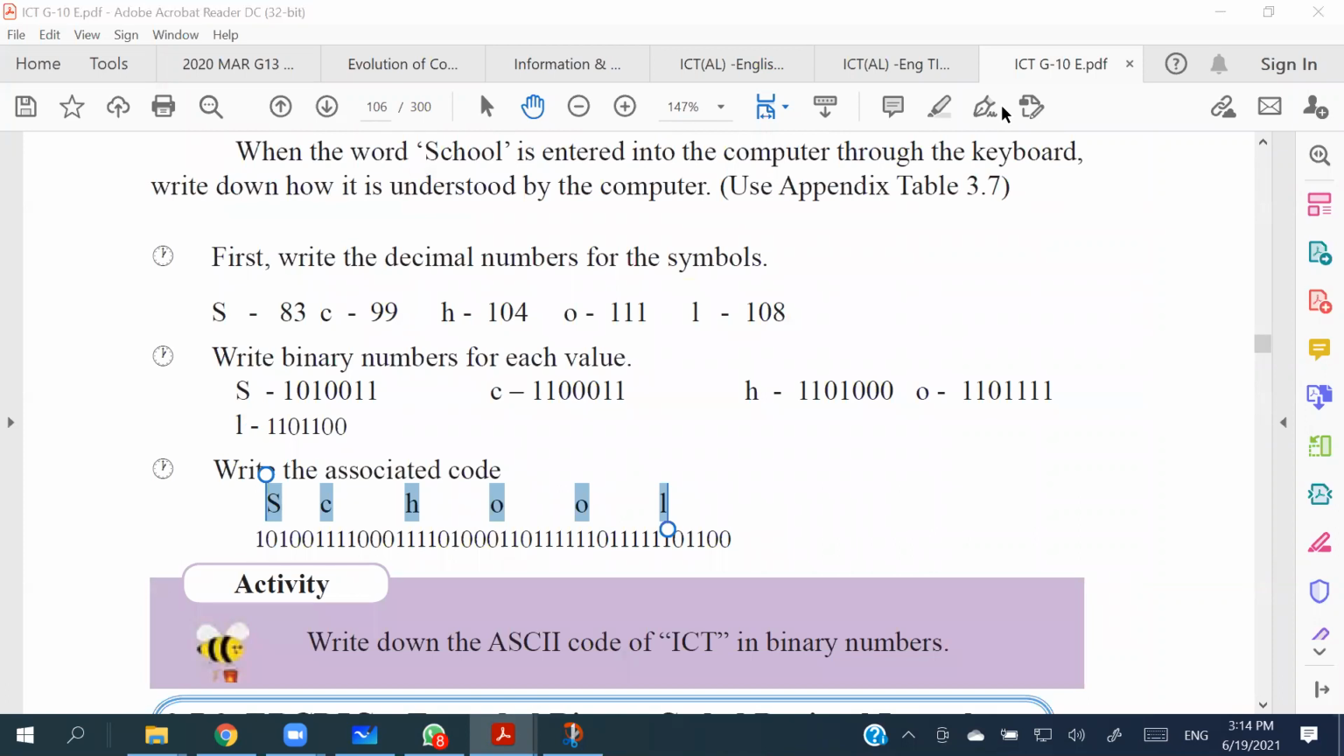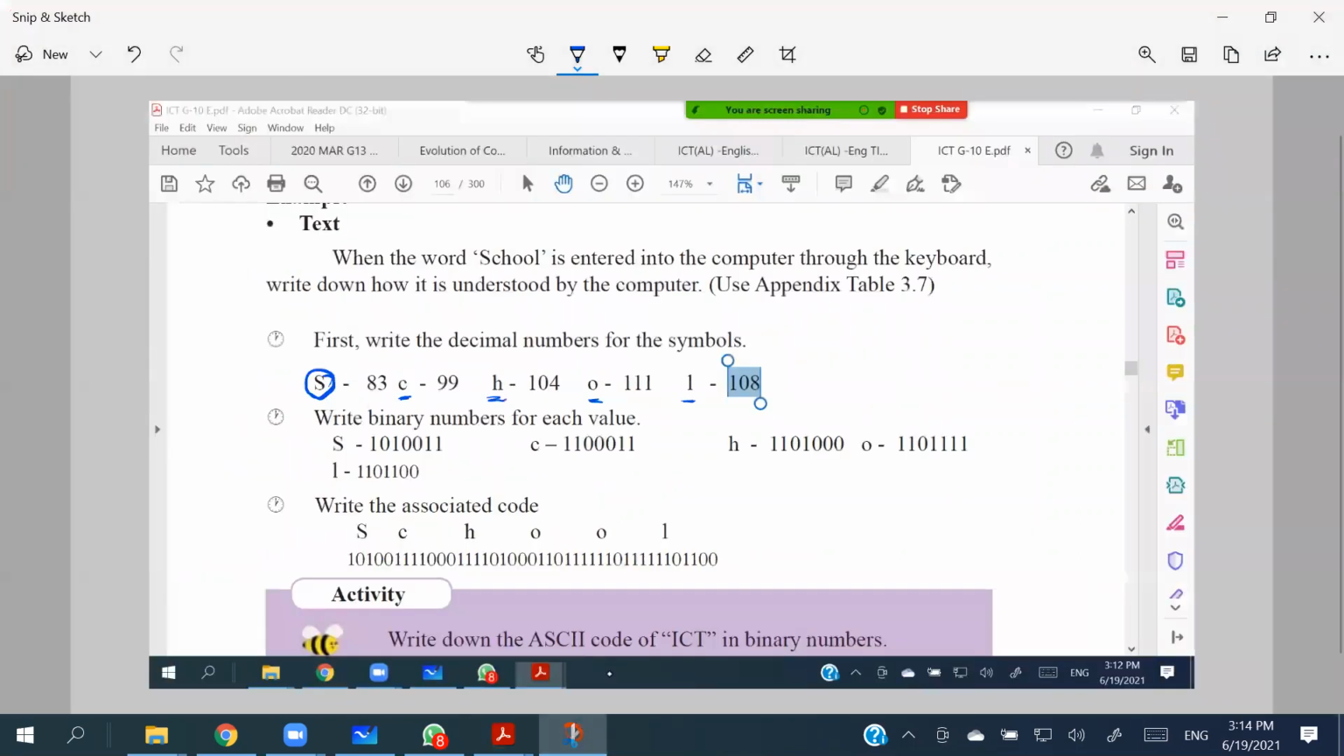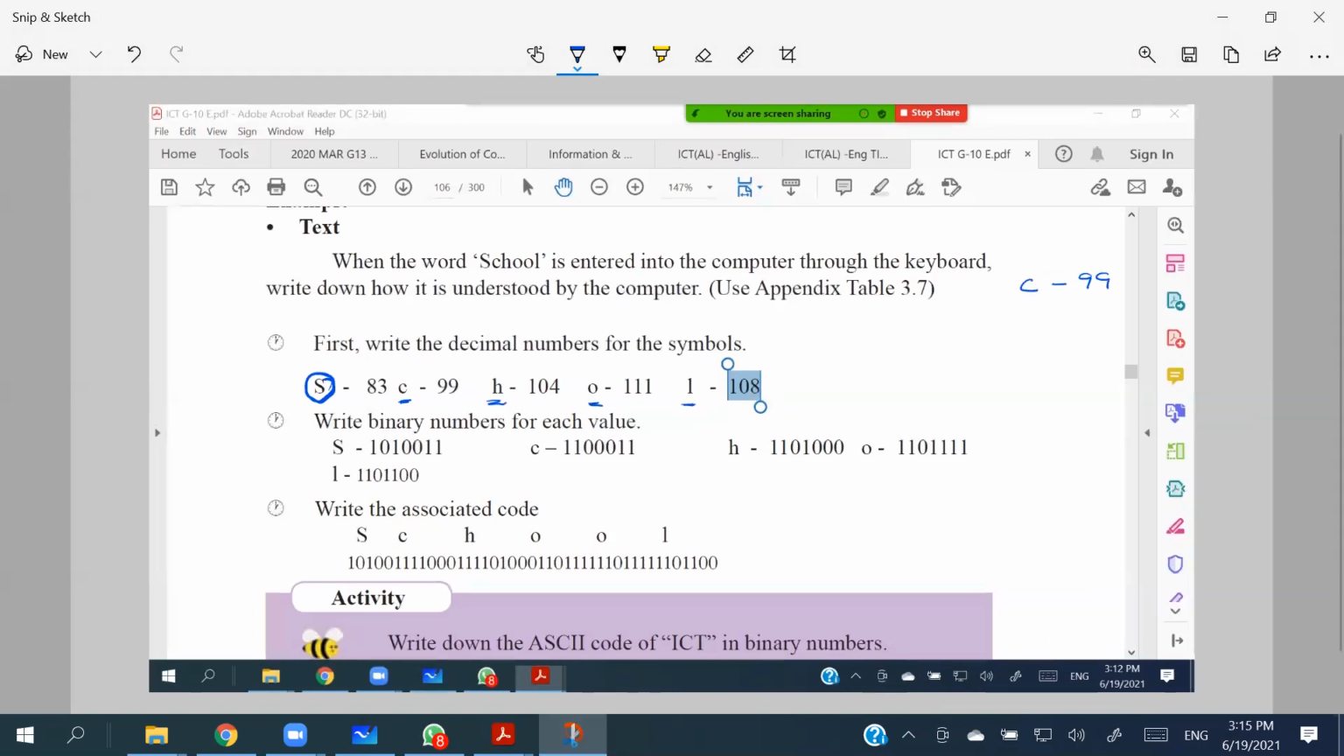Right. So here I'm trying to show you the relationship between these. Now, if simple C is 99, how does it go with our alphabet?